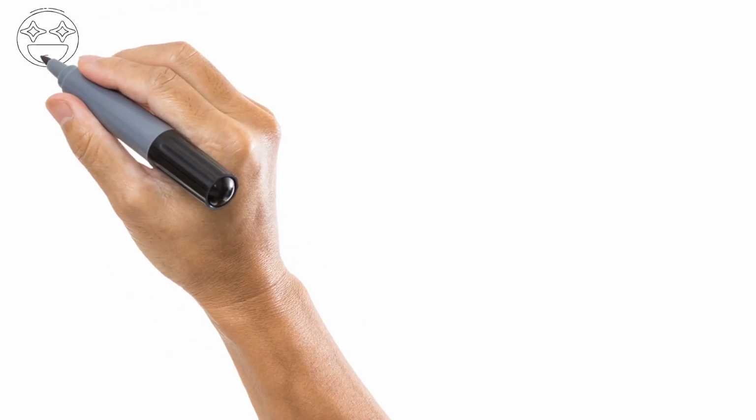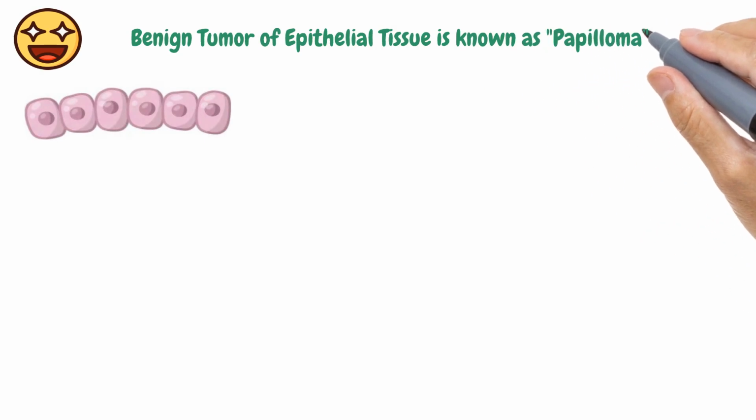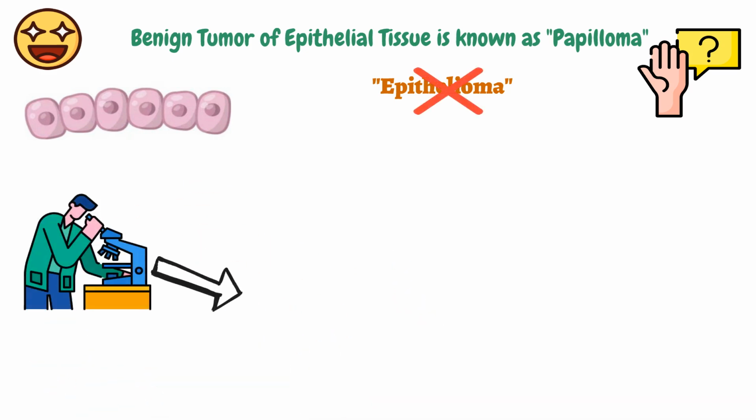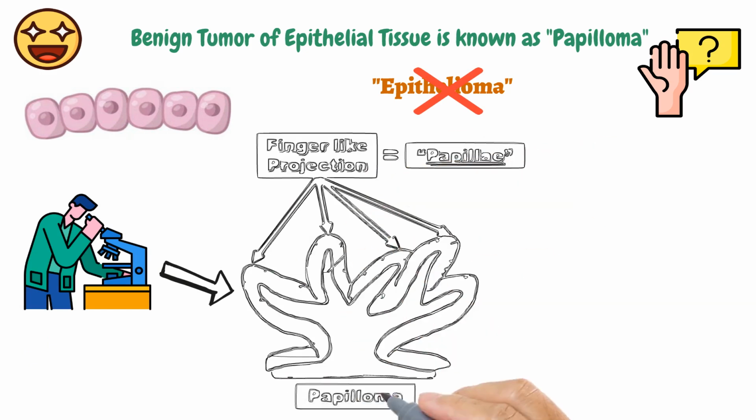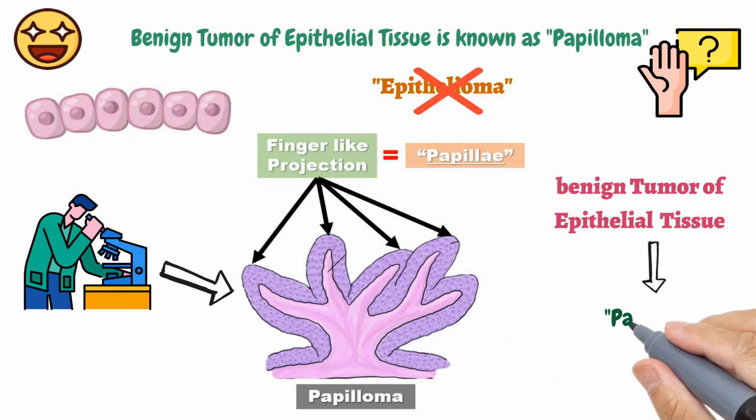Now, let's see two interesting nomenclature. Benign tumor of epithelial tissue is known as papilloma. Here, you will ask why it is not known as epithelioma. So, listen very carefully. Because under the microscope, this type of tumor shows the finger-like projection, which is known as papillae. That's why benign tumor of epithelial tissue is known as papilloma.